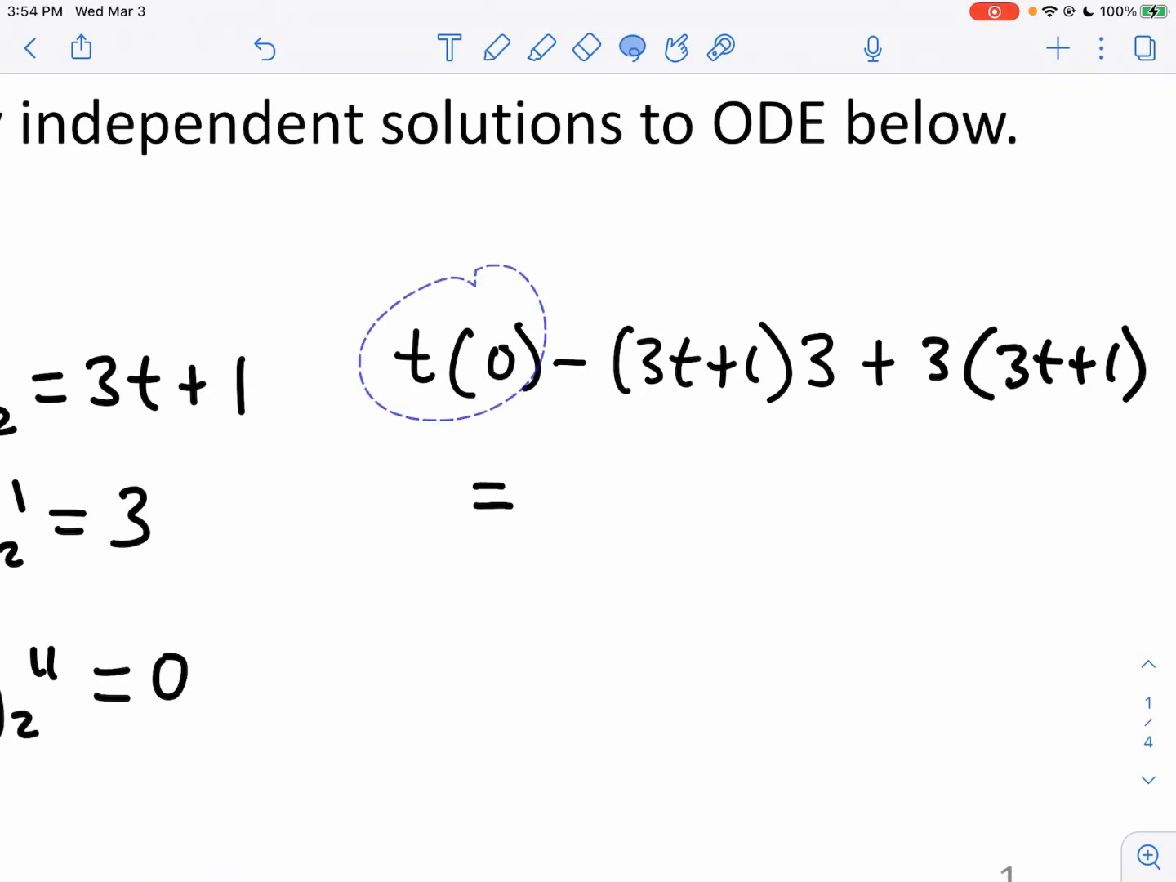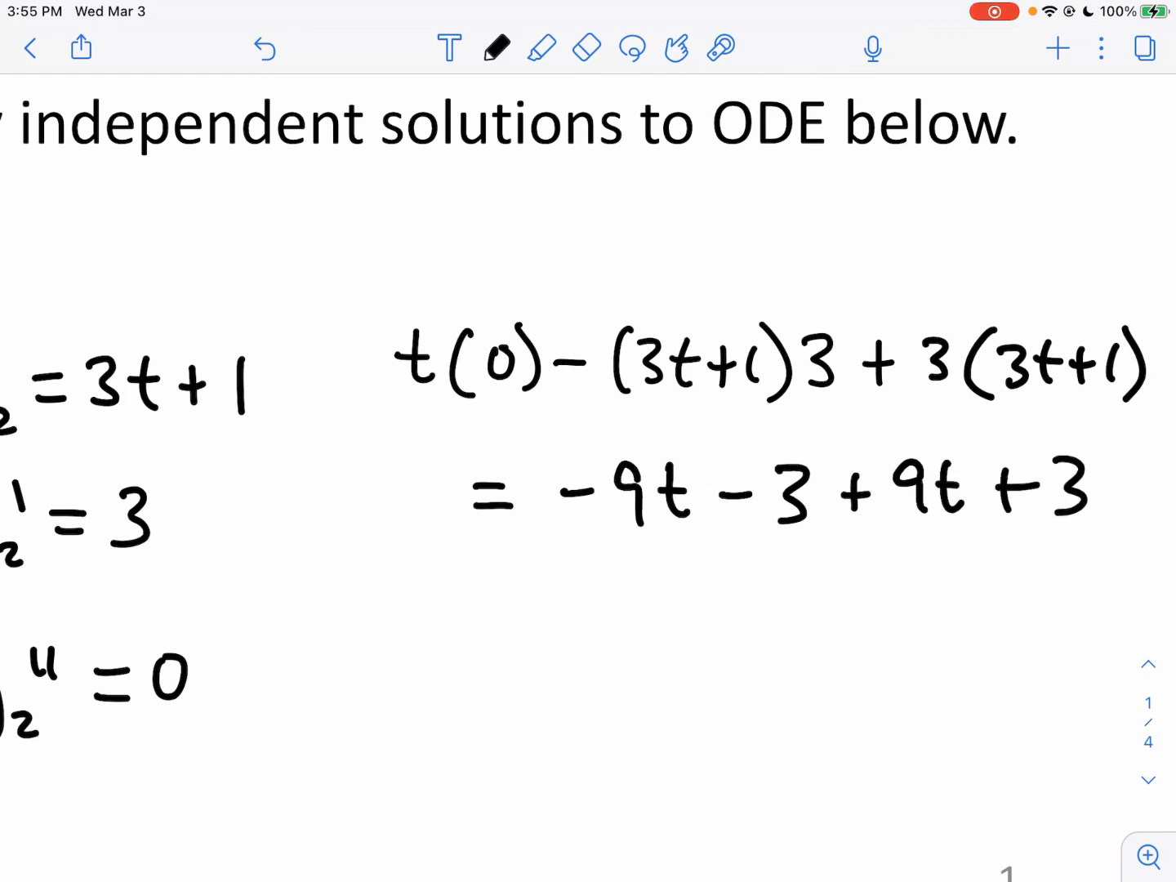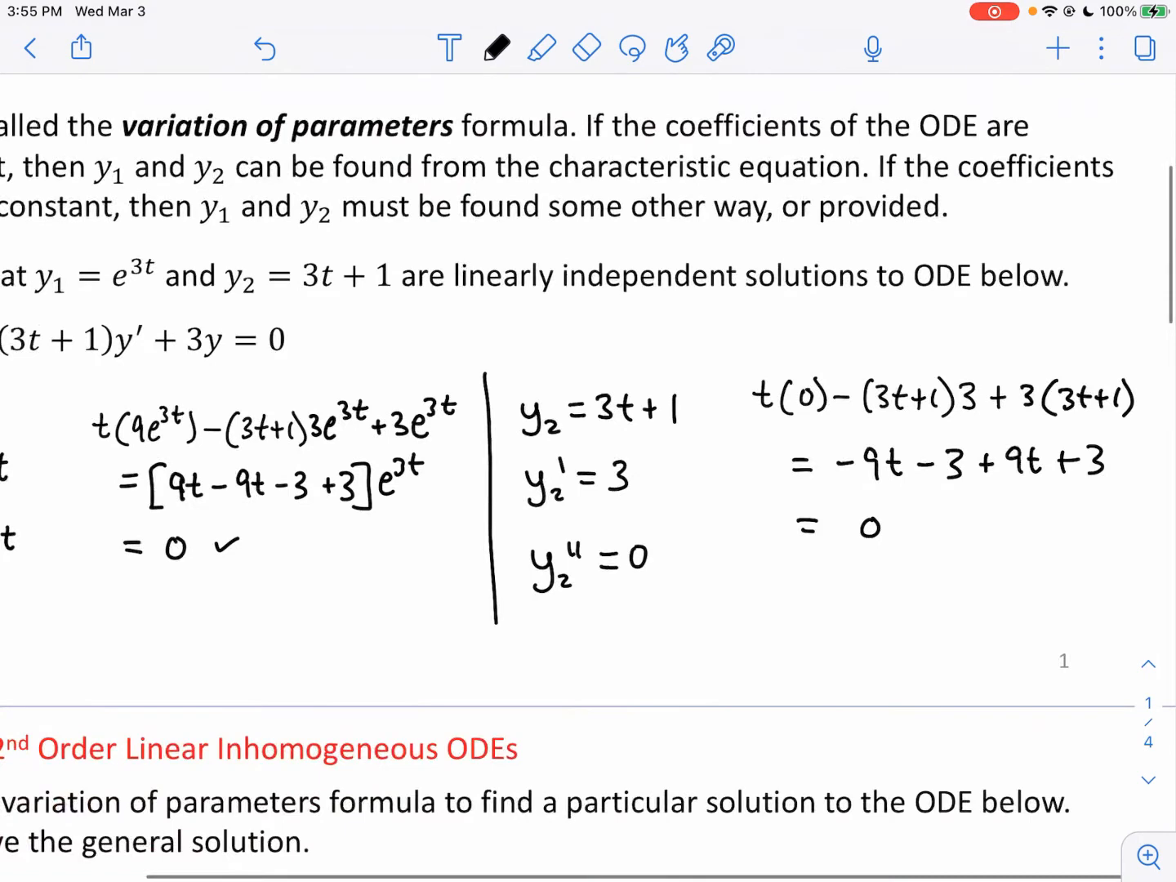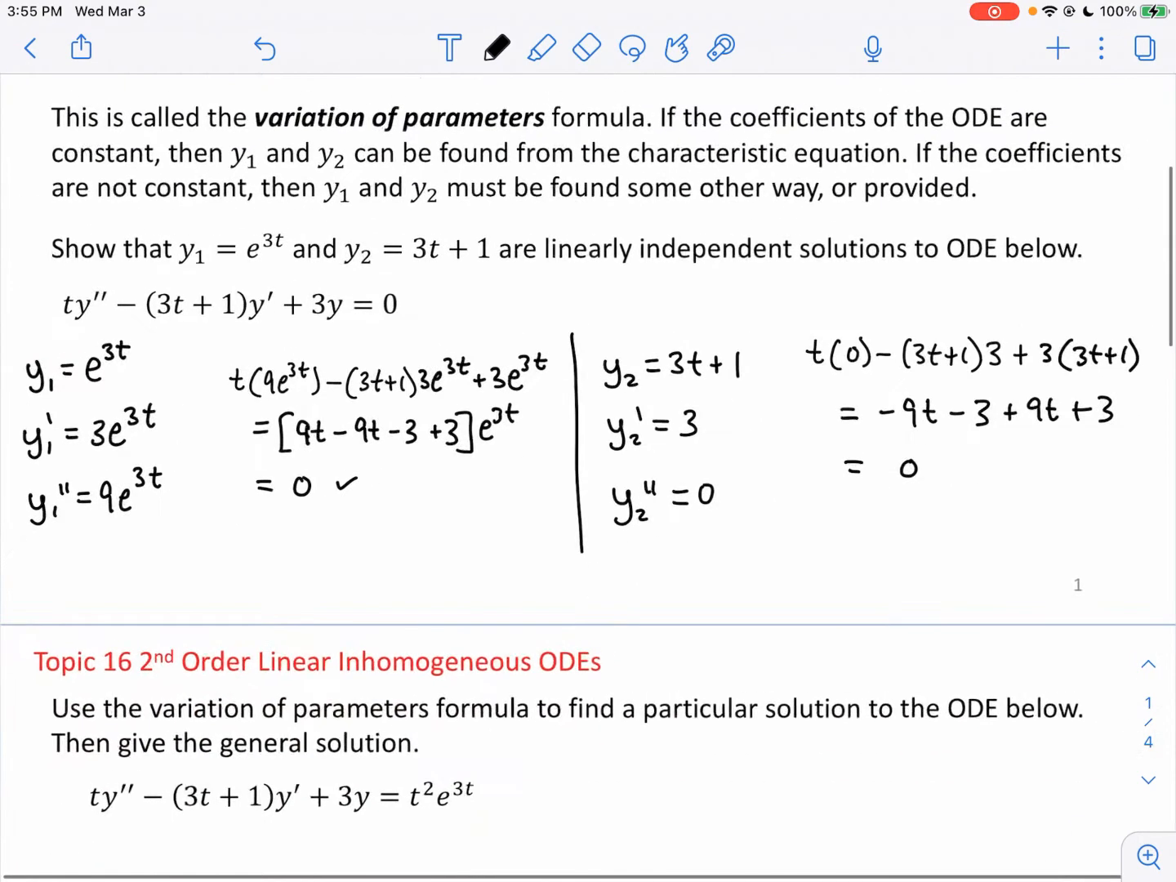Well, this part here is already 0. That's t times 0. I'm going to distribute this negative and distribute this 3. So we have minus 9t minus 3. And then I'm going to distribute this 3 right here across those parentheses and get 9t plus 3. And notice that, once again, everything cancels out. We get 0. Therefore, y2 is also a solution. So y1 and y2 are both solutions to the differential equation.